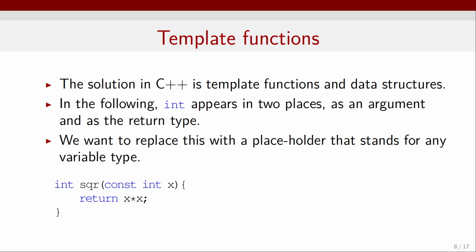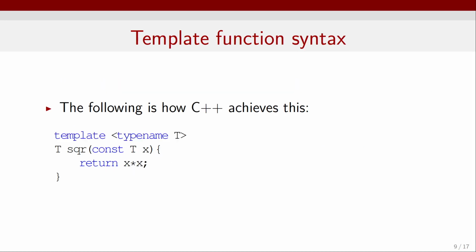The solution that was implemented in C++ is template functions and data structures. In the following code, an integer appears in two places, as an argument and as the return type. We want to replace this with a placeholder that stands for any variable type. So here T is the placeholder. We declare that using the command template and then typename and then the name of the placeholder, or the name of the template we want to use. And then instead of saying double square(const double x), we simply say T square(const T x). And then T can be anything, can be a double or an integer or any other data type.